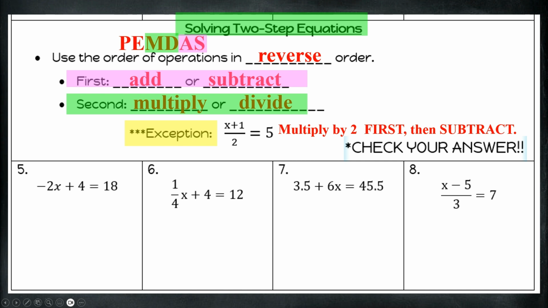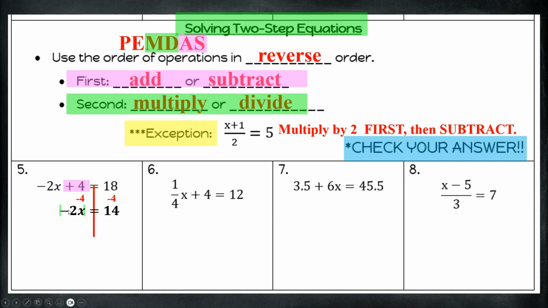All right, so let's get through example 5 here. So we have 2x plus 4 is equal to 18. The plus 4 is our constant. That's what we have to move first. So if we have a positive 4, our inverse operation is going to be to subtract 4 from both sides. Once we subtract 4 from both sides, we are left with negative 2x is equal to 14.